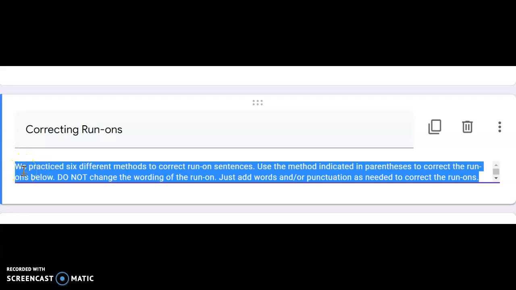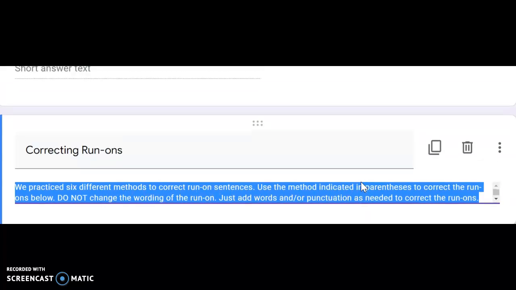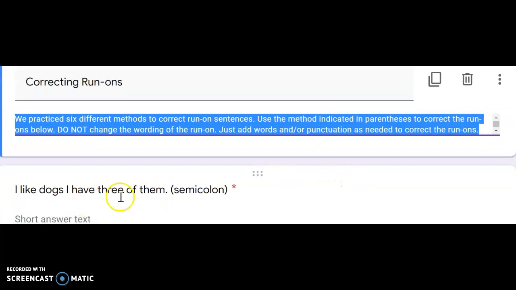So we can look at one real quick, but I want to talk about this first. We practice 6 different methods of correcting run-on sentences. You're going to use the method indicated in the parentheses to correct the run-on. And again, don't change the wording of the run-on, just add the words or punctuation that you need to add to correct it. So, I like dogs, I have 3 of them. This says semicolon. That means you're going to use a semicolon to correct this run-on.